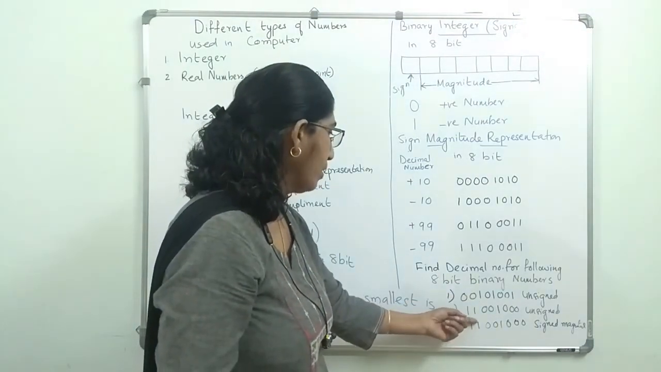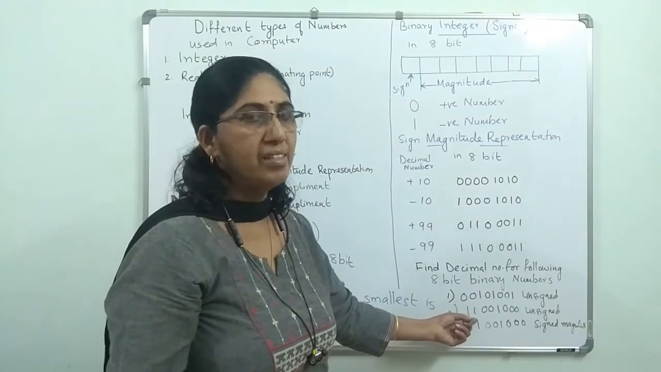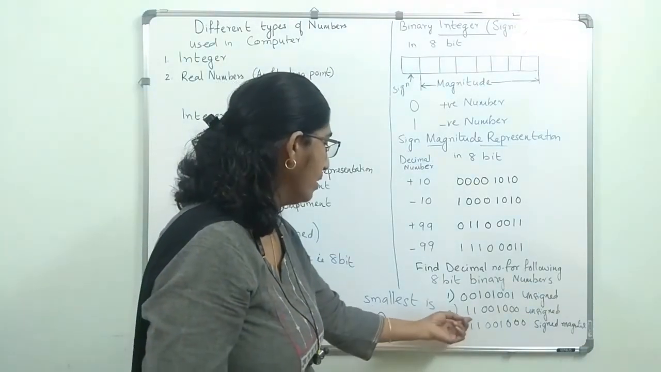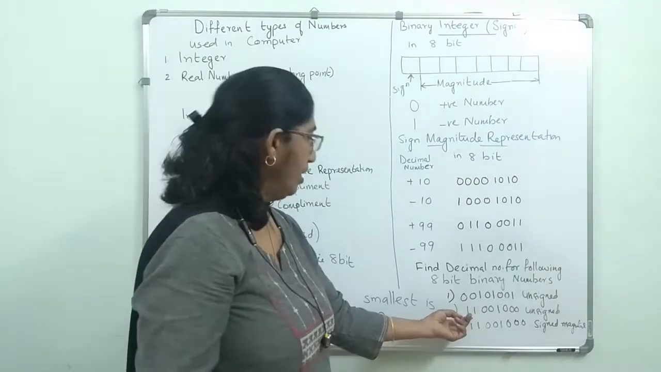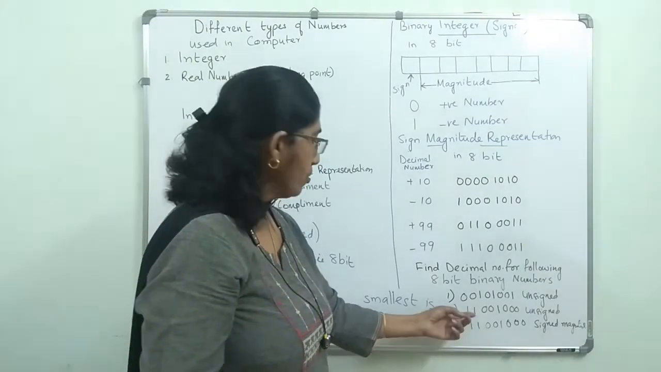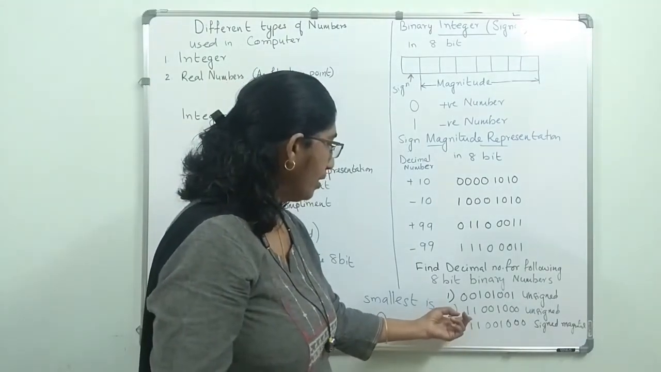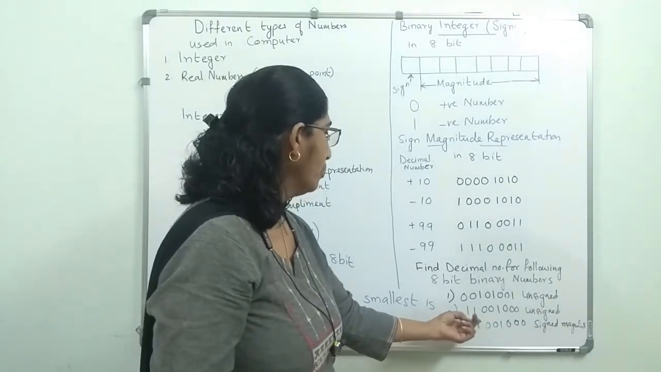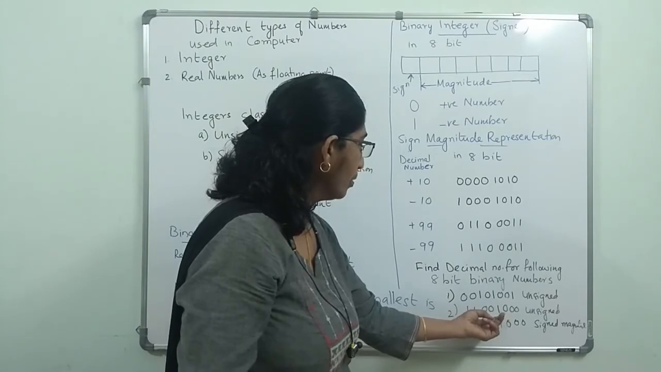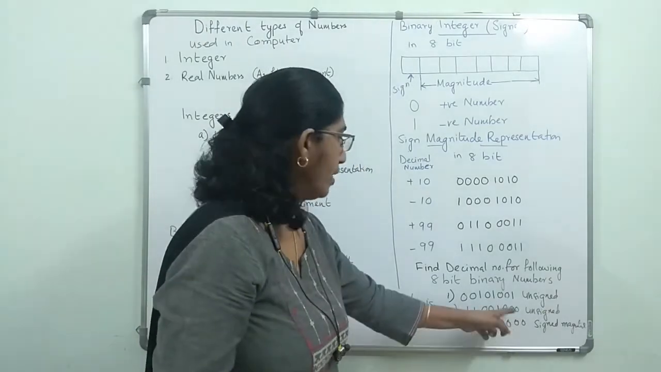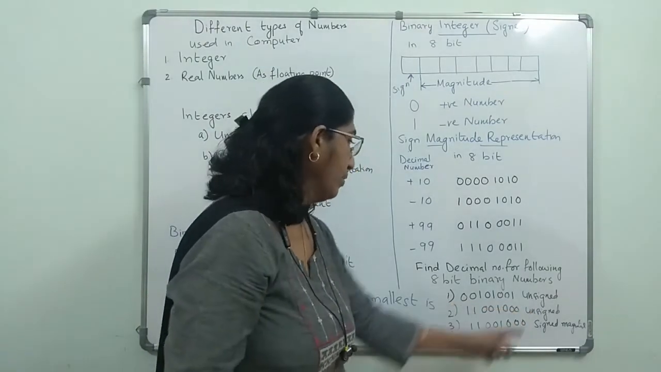Then again, the second one also is unsigned. Unsigned number means the first place is not for representing positive or negative. It is the actual value itself. So you have to consider 1 into 2 raised to 7 plus 1 into 2 raised to 6 plus 1 into 2 raised to 3. So that is the value in the unsigned magnitude.